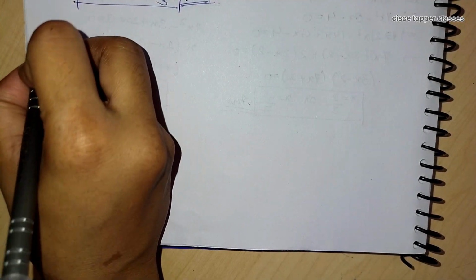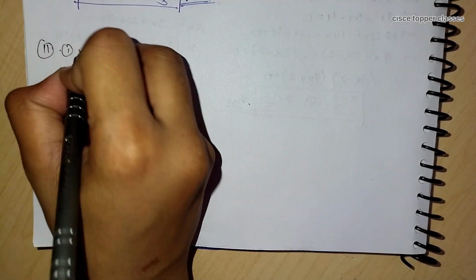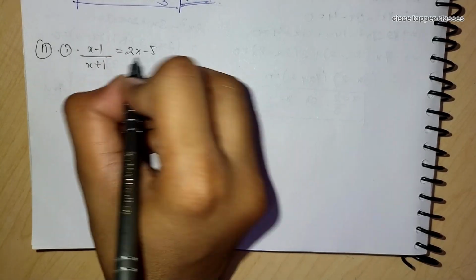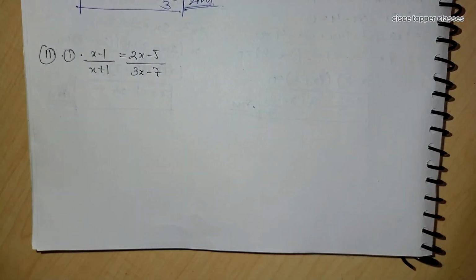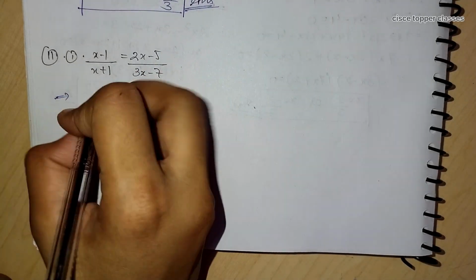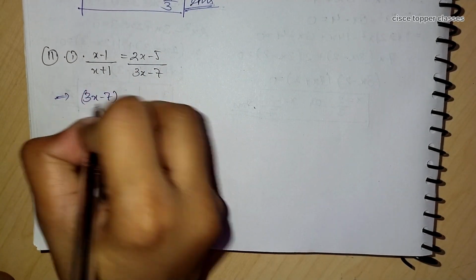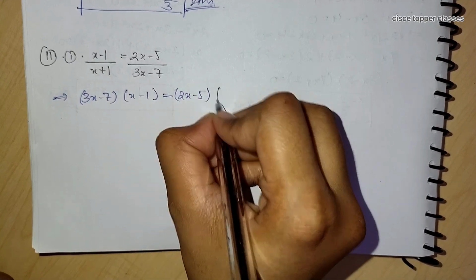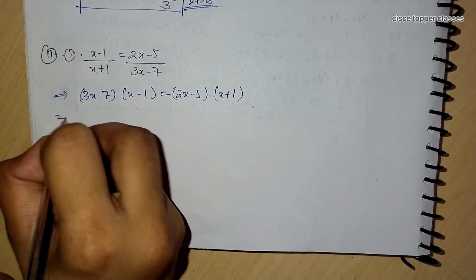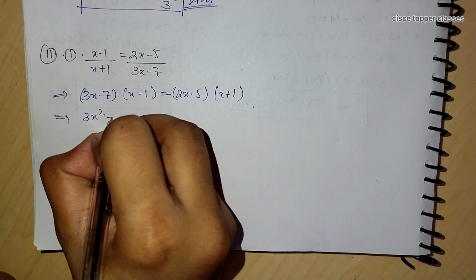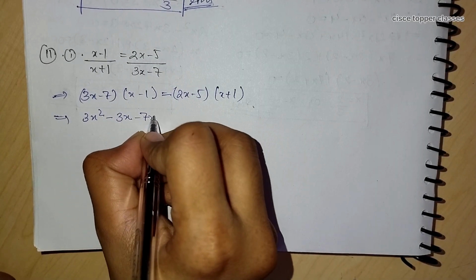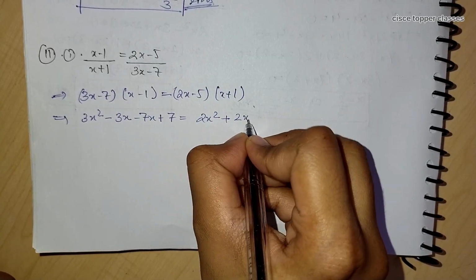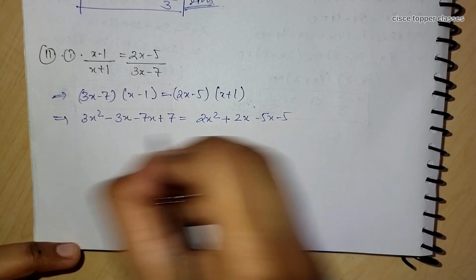Now let us solve 11th first part, which is (x minus 1)(x plus 1) equal to (2x minus 5)(3x minus 7). So here we can simply write it as (3x minus 7)(x minus 1) equal to (2x minus 5)(x plus 1). So simply 3x square minus 3x minus 7x plus 7 equal to 2x square plus 2x minus 5x minus 5.